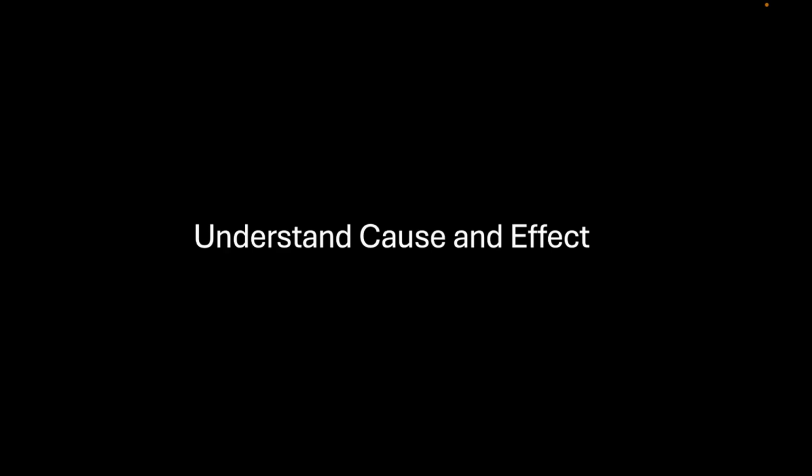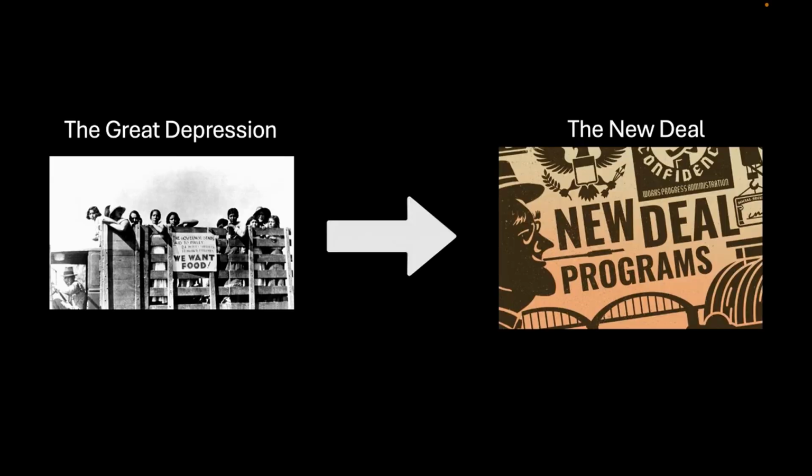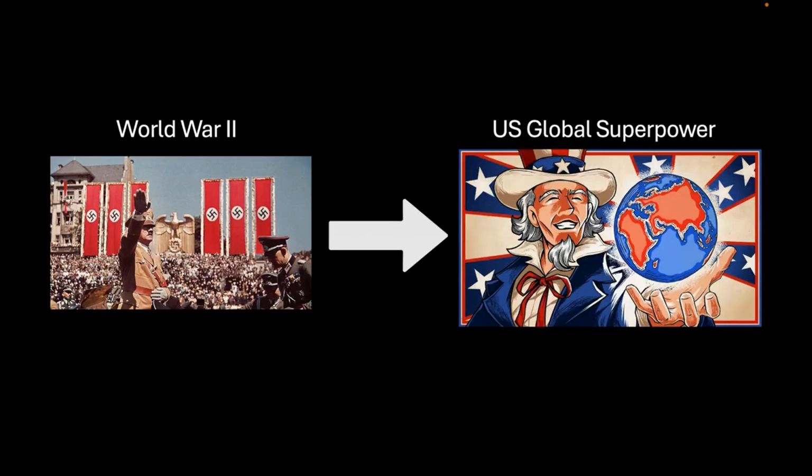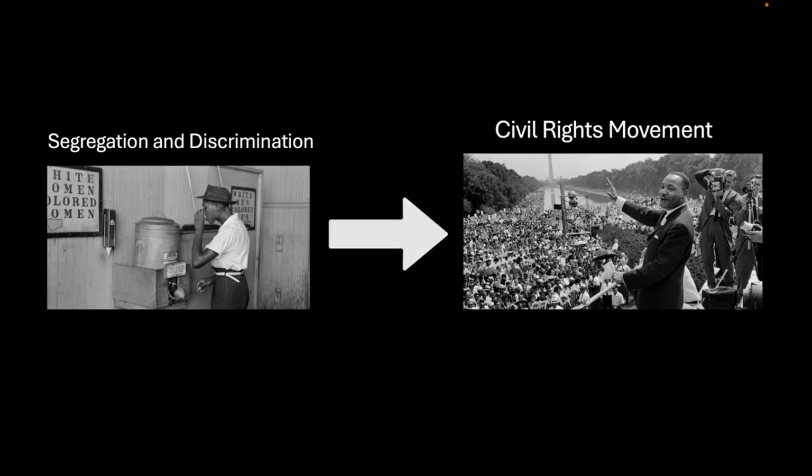Second, understand cause and effect. Don't just memorize events. Focus on why those events happen and what effects they cause. For example, the Great Depression led to Roosevelt's New Deal. World War II helped the U.S. become a world superpower. Segregation and discrimination led to the civil rights movement. Understanding connections between events is extremely important.